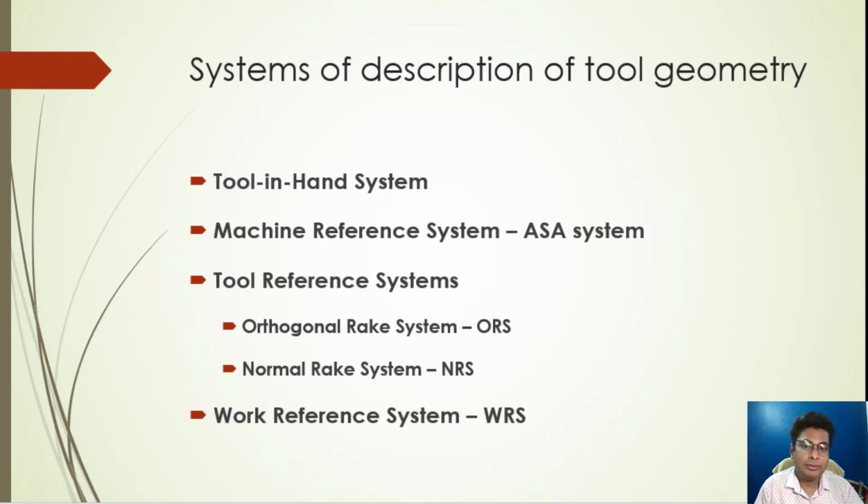Then comes work reference system, WRS. It is a more complex nomenclature process, and generally it is different for different manufacturers, where they use special codes in order to describe a particular system of nomenclature. We'll be only concerned about ASA system, ORS system and NRS system.